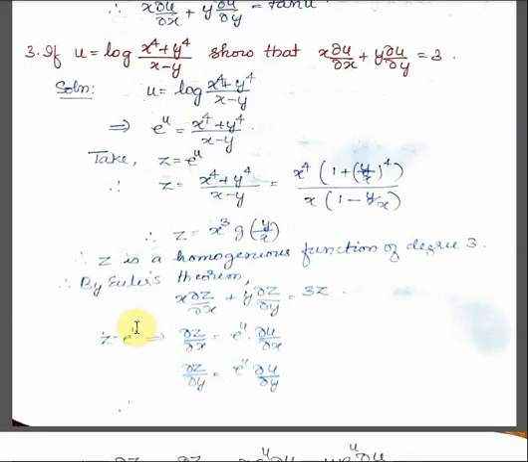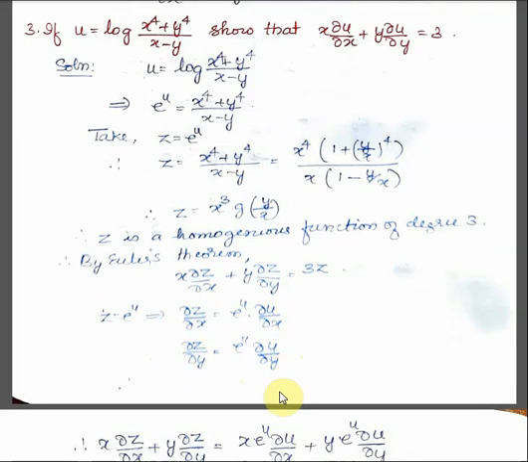From where shall I substitute? From the relation z is equal to e^u. Write what is ∂z/∂x? e^u into the differentiation of u with respect to x. e^u into the differentiation of u with respect to y.